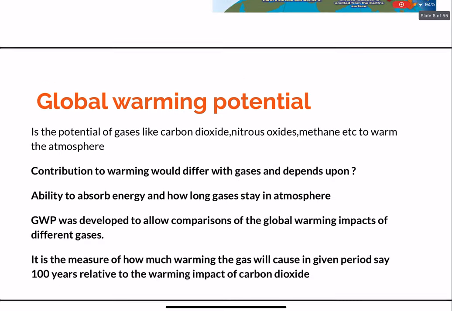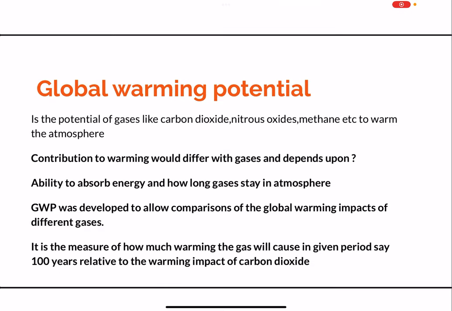The global warming potential is an interesting idea about capturing the impact of the different gases, because carbon dioxide is one greenhouse gas, nitrous oxide is another greenhouse gas, methane is the third greenhouse gas, and so on. All these gases would not contribute to global warming in a similar manner. The way they contribute has to be understood. They contribute to global warming in a different manner, and that difference depends on the ability to absorb energy and the lifespan of the gases. We need to have a term, and that term is global warming potential, GWP.